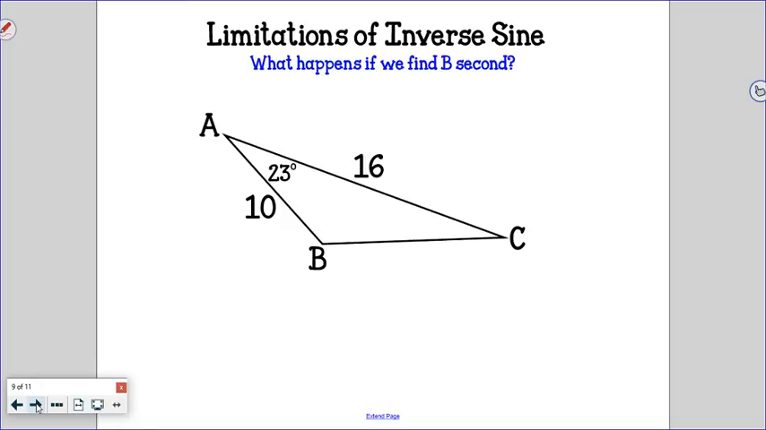Minus 16 squared. Wait. Oh, no. Did you do the square root yet? Do you know how to do that without retyping it all in? Okay. Round to the nearest tenth for a side length. Using law of sines, I want you to move to angle B next. Very good.